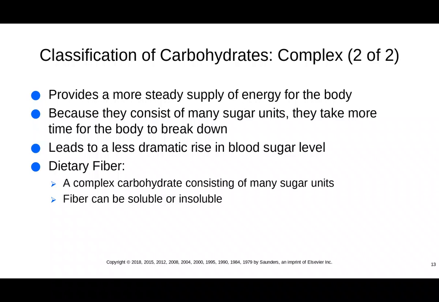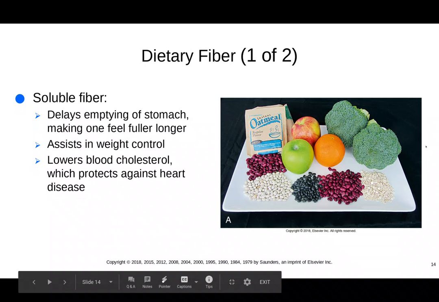So complex carbs provide a more steady supply of energy for the body, and that's because the many sugar units that they consist of take longer for the body to break down. So this leads to a less dramatic rise in blood sugar level. And then the fiber part of it as well. A complex carb consists of many sugar units, and the fiber can be soluble or insoluble, which we will talk about here.